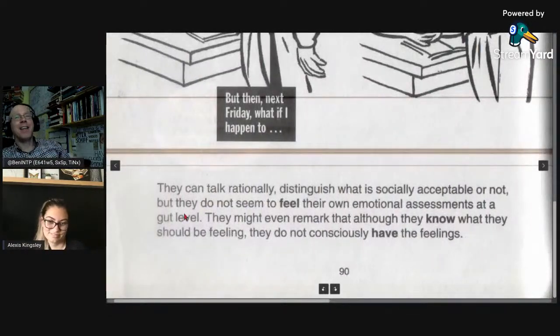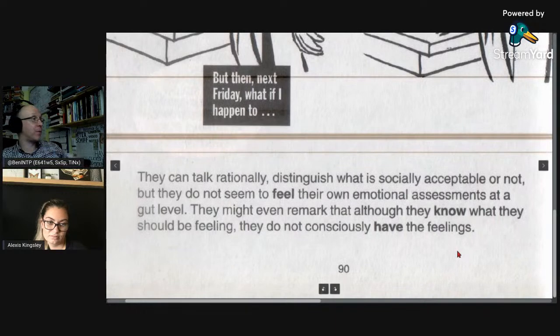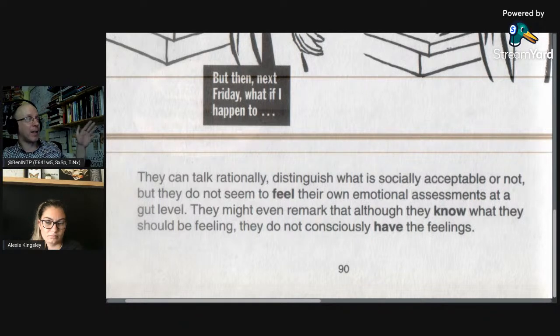They could talk rationally, distinguish what is socially acceptable or not, but they do not seem to feel their own emotional assessments at a gut level. They might even remark that although they know what they should be feeling, they do not consciously have the feelings. And I've heard an ENTP talk about that, where he actually said, well, what do you think? Whereas INFP and ISFP have fine gradations of how they feel about things. It's like the equivalent of the nuances that you can get in INTPs. That lead function is the most nuanced function.